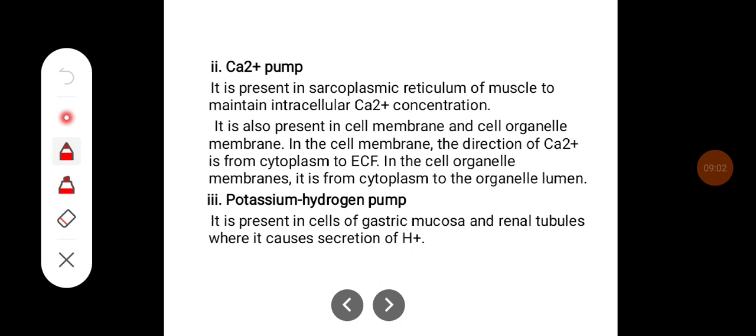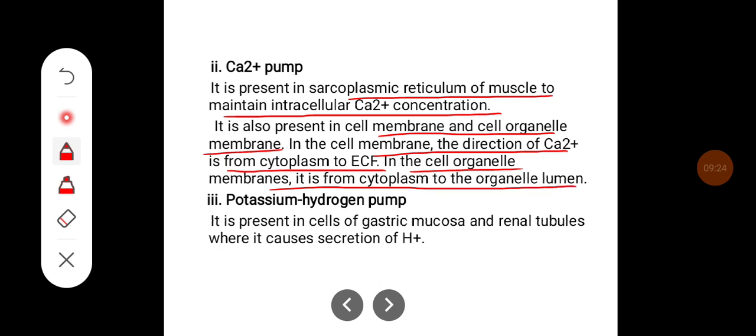Calcium pump. It is present in the sarcoplasmic reticulum of muscle to maintain intracellular calcium concentration. It is also present in the cell membrane and cell organelle membrane. In the cell membrane, the direction of calcium is from cytoplasm to extracellular fluid. In the cell organelle membranes, it is from cytoplasm to the organelle lumen. The third example is the potassium hydrogen pump. It is present in cells of gastric mucosa and renal tubules, where it causes active secretion of H+ ion.